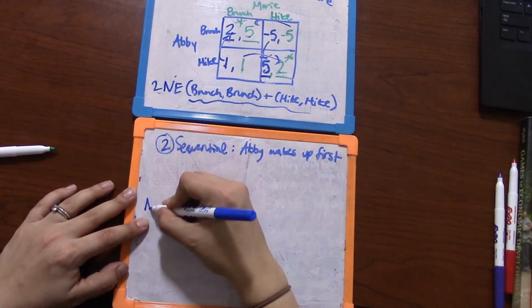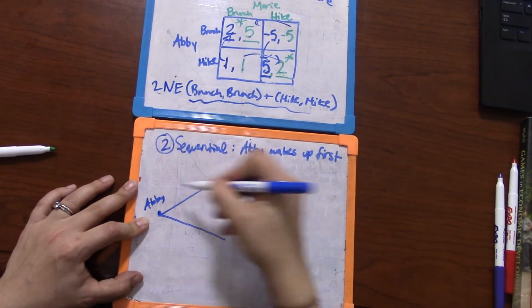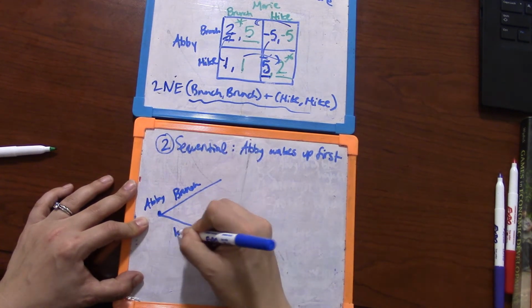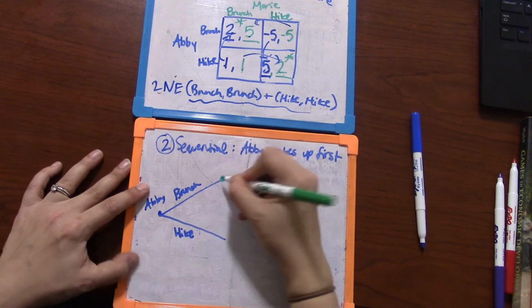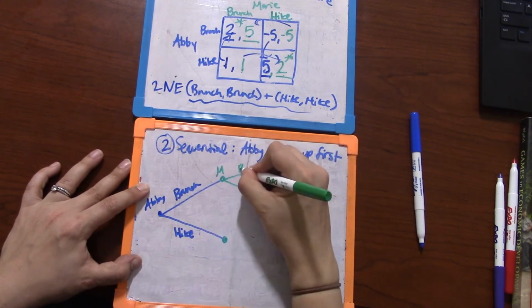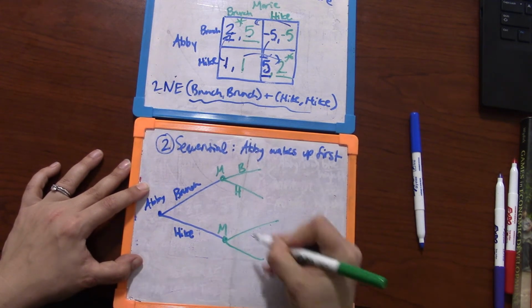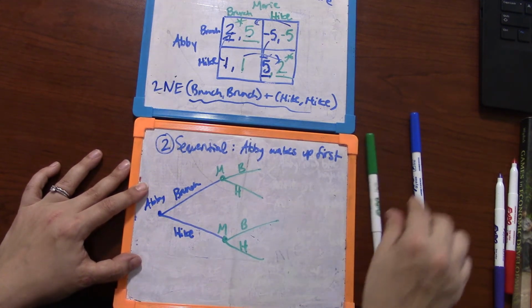So here, this first node, this is Abby's decision. I'm going to read left to right. Abby is choosing brunch or hike. The second node, this is Marie's decision. In the world where Abby has brunched, Marie can either choose brunch or hike. I'm just abbreviating. And if Abby has gone hiking, Marie can choose brunch or hike in that situation.